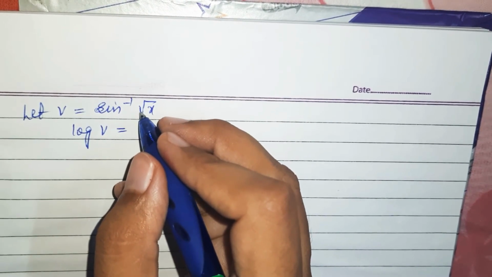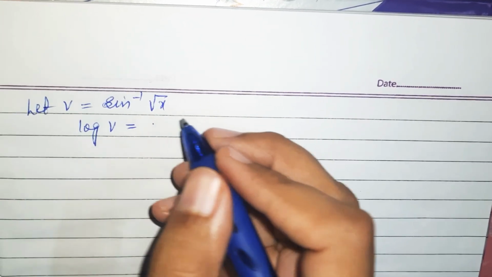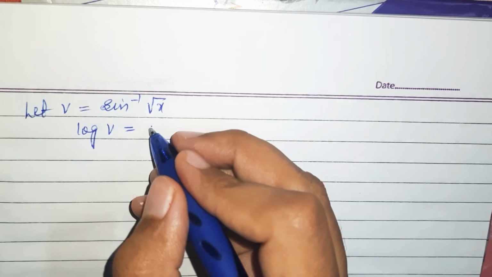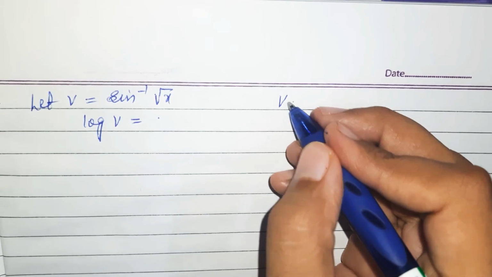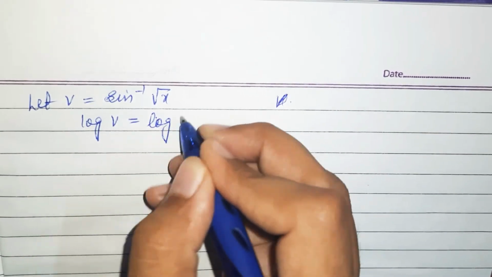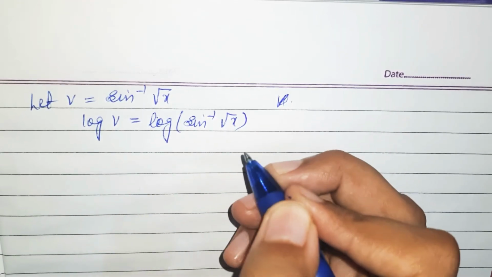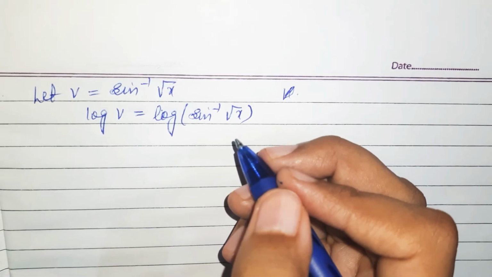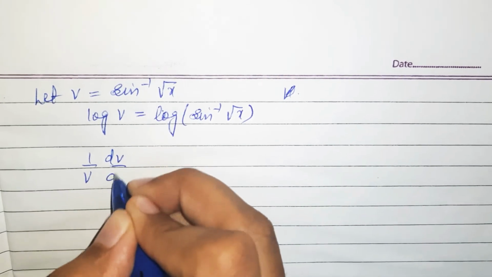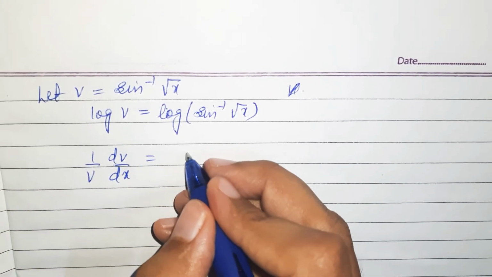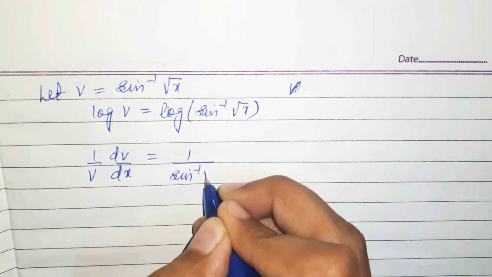Now sine inverse root x I am writing. Look, whenever I am writing sine inverse root x, if I want to write v as sine inverse, that means I need to apply log of sine inverse root x. So if this is sine inverse root x, now what do I need to do? 1 upon v dv by dx. This will become 1 upon sine inverse root x.